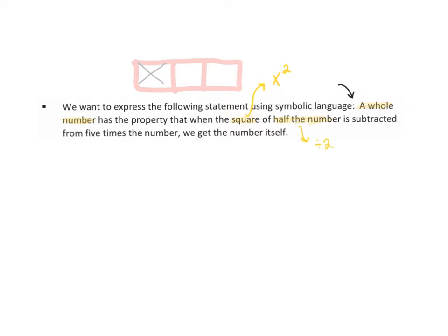Okay, is subtracted, pretty self-explanatory, subtracted from, so being taken away from 5 times the number, so whatever the number is, don't know what it is, times 5, we get the number itself. And when it says we get the number itself, that means the answer is the number itself. Okay, so that's our equal sign. That's where that's going to be. Okay, so I've gone through, I've written down what some of these keywords mean.